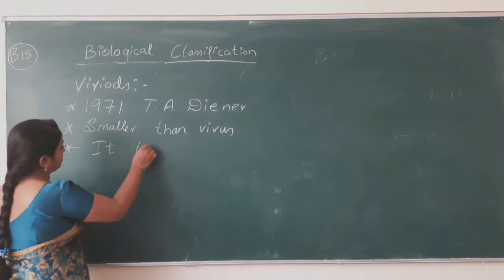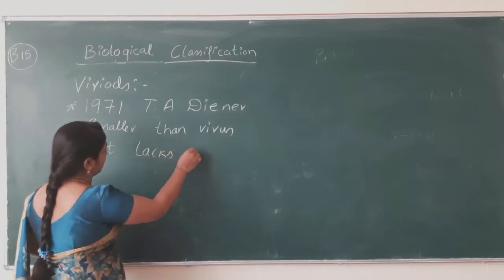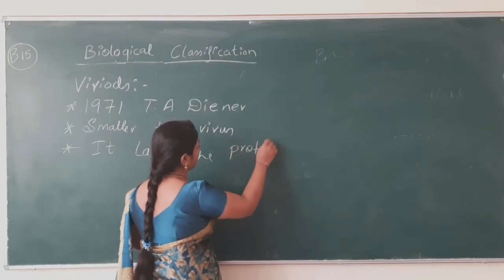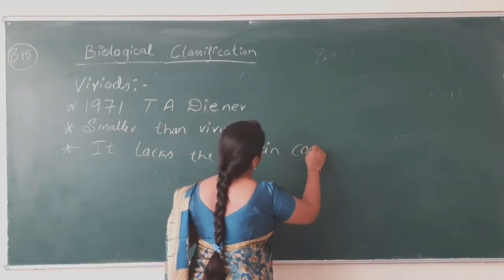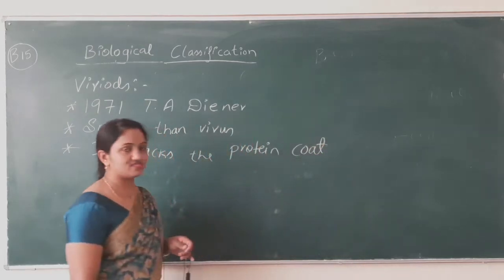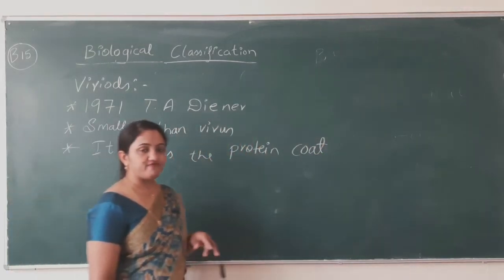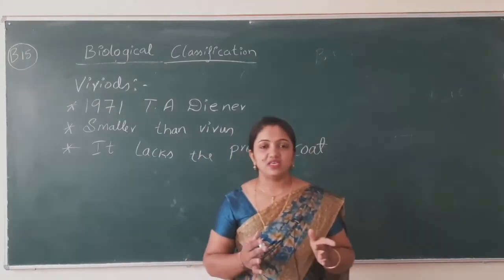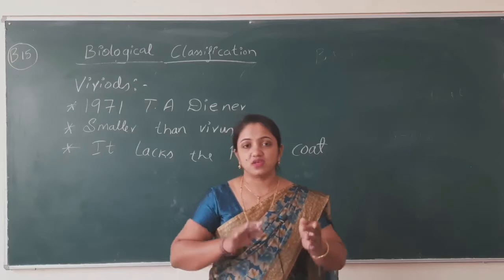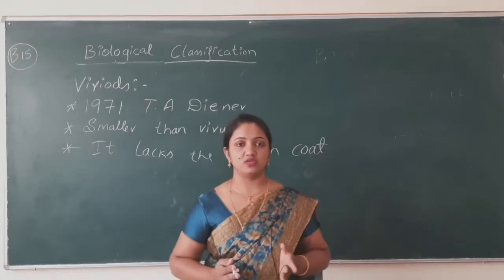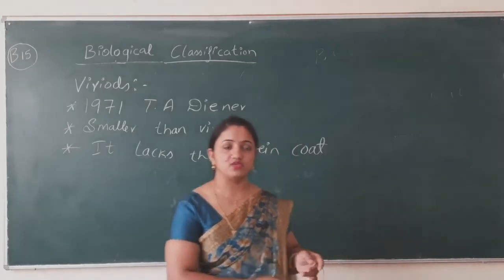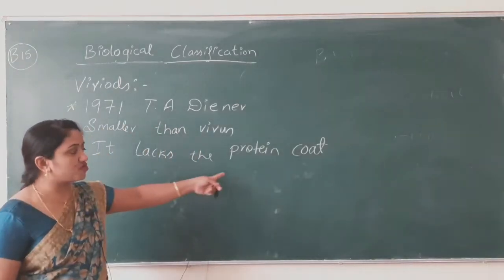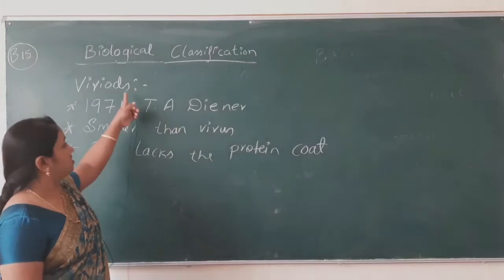It lacks the protein coat. Protein coat in the sense, in the previous diagram we studied the TMV, right? The TMV is a virus which has protection in the form of a capsid. So that capsid is nothing but the protein coat. That kind of protein coat is absent in the viroids.